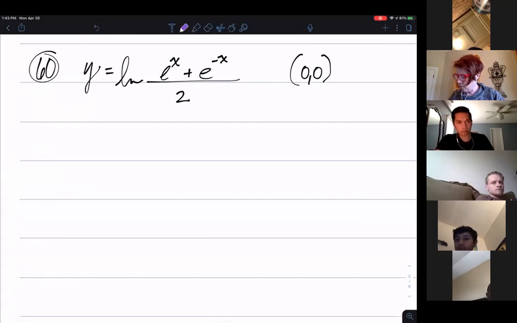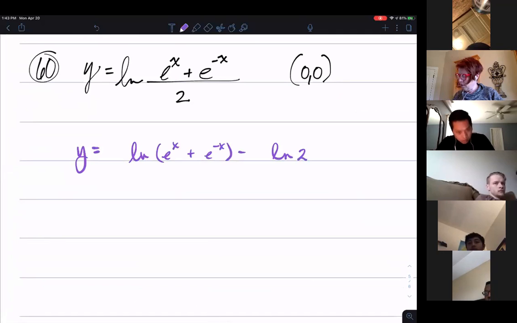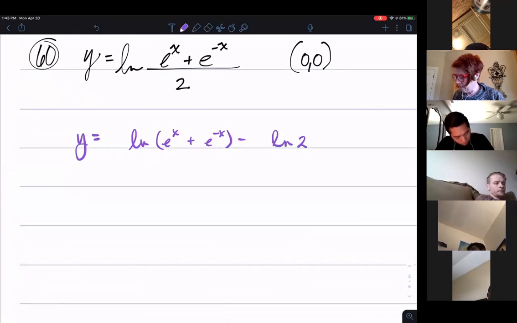You have to rewrite this one, right? I would. So how would we rewrite it before we head into the derivative? Log of e to the x plus e to the negative x, minus log of 2. It's going to be a lot easier to find the derivative that way.